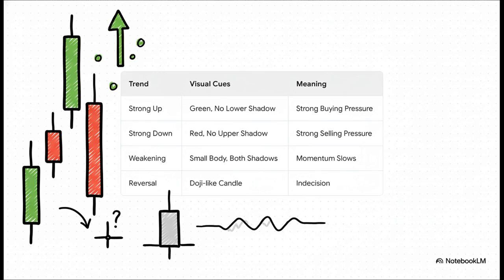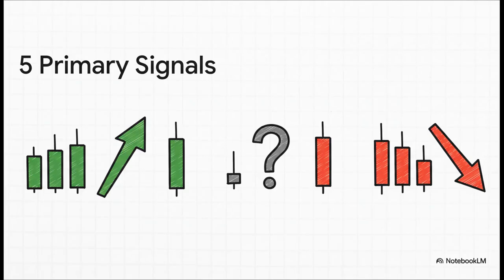The opposite is true for a strong downtrend. Solid red candles with no upper shadows means sellers have a death grip on the market. Now, if you start seeing smaller candle bodies with shadows on both sides, that means the momentum is fading. And those tiny doji-like candles, that's the market hitting the pause button, signaling that a change in direction could be right around the corner.